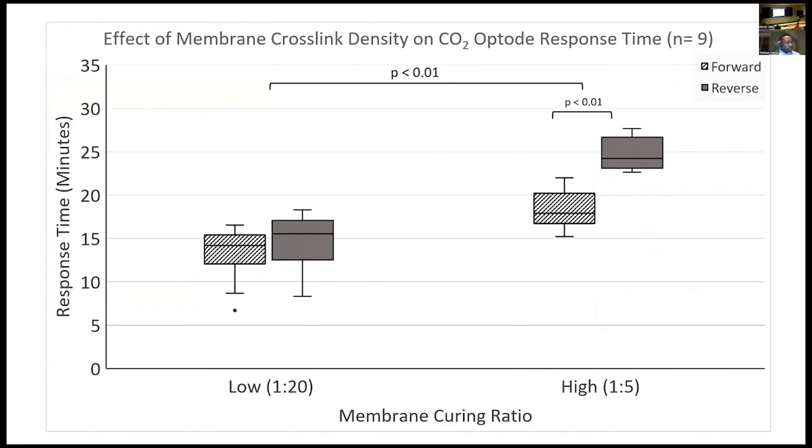So moving quickly. Basically we found that the curing ratio had a significant effect on the response time. It was very apparent. Using the low ratio, we had much lower response time than the high ratio, but we also found something else that was interesting that we didn't see before. In the high curing ratio group, there was a huge discrepancy between the forward and the reverse response, and it appeared to us that making the sensors slower, at least in this case, seemed to exaggerate this difference between the forward and the reverse.